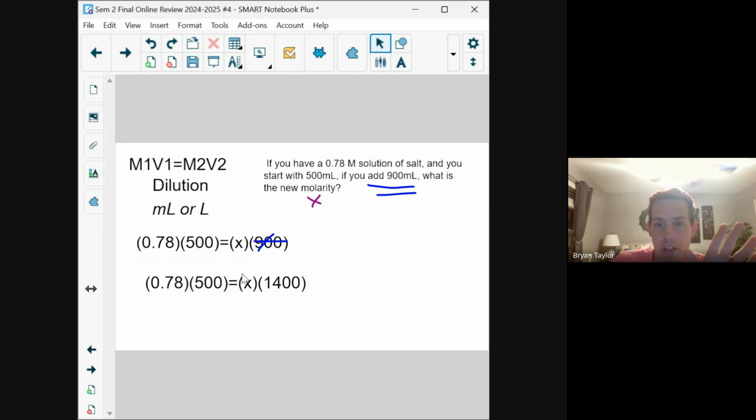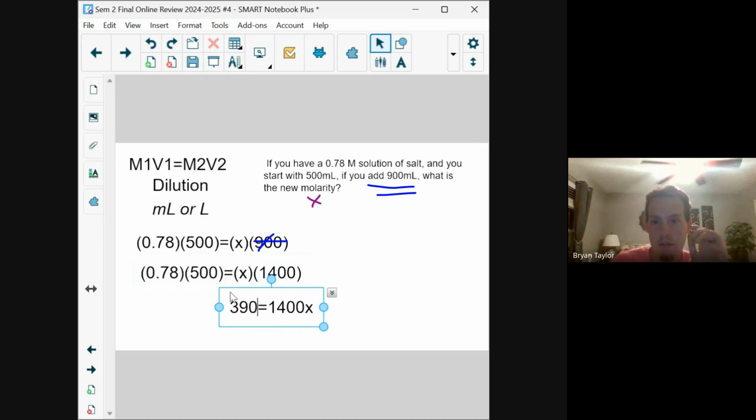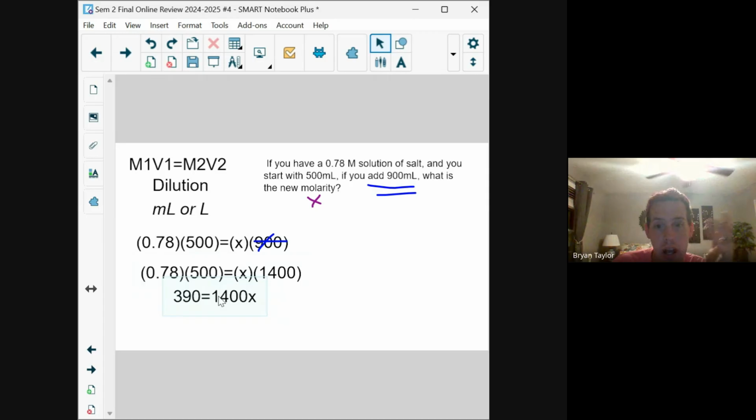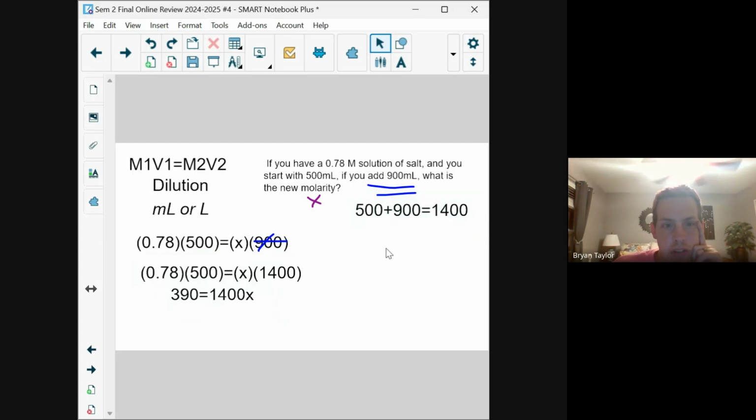So let's solve this. So first off, this is going to equal 1400x. So let's see what the top one is. So again, a bunch of you said multiplying. You were correct. Very good. This is 390. And to isolate the x, Genesis, what do we have to do? Oh, how did you get 1400? It says add 900. So if I have 500 and I add 900 more, it's going to be 1400. Thank you for asking. Genesis, what do I do next?